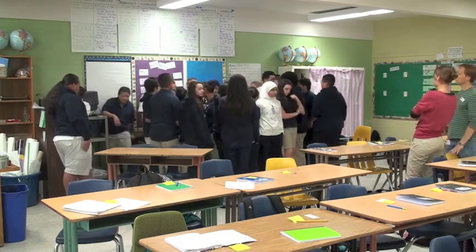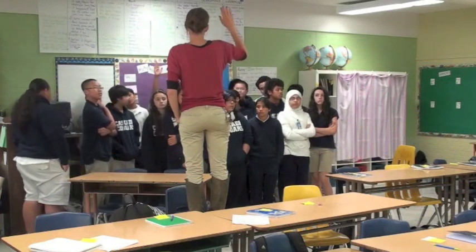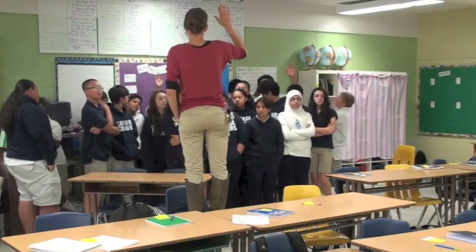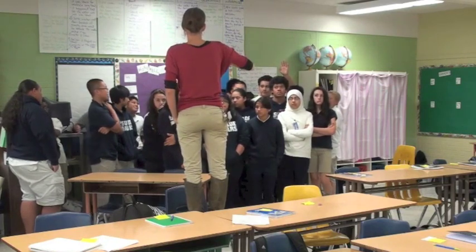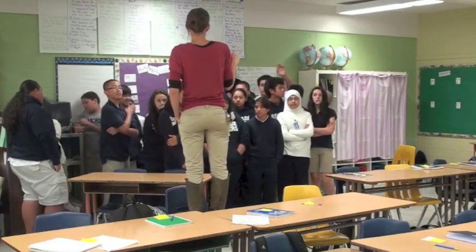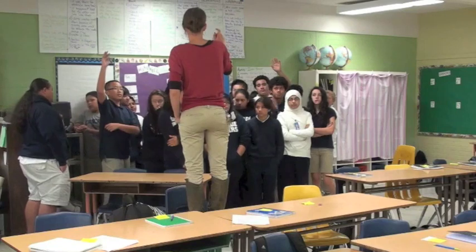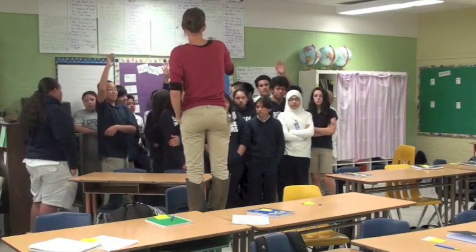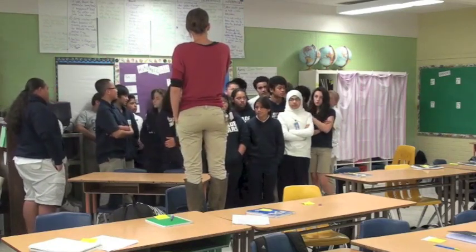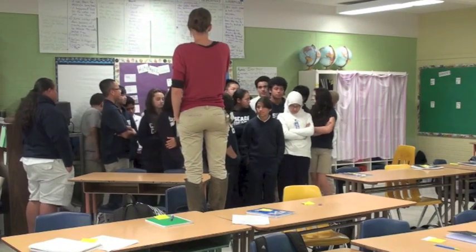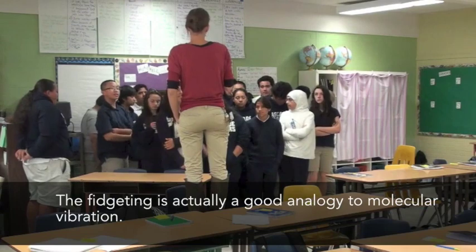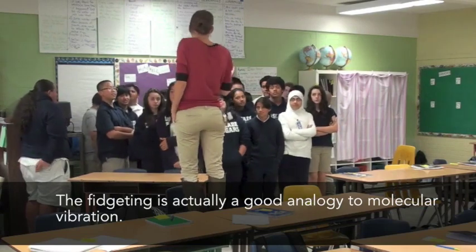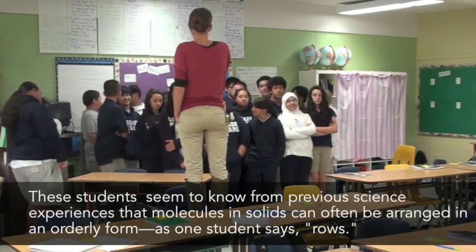Line up here. Okay, I need a volunteer to raise their hand and tell me why this is the correct arrangement to imitate the molecules in the metal piece. Because in the solid, usually molecules are all bunched up together and barely moving. You guys are definitely all moving. I see lots of fidgeting happening. They're still in rows.